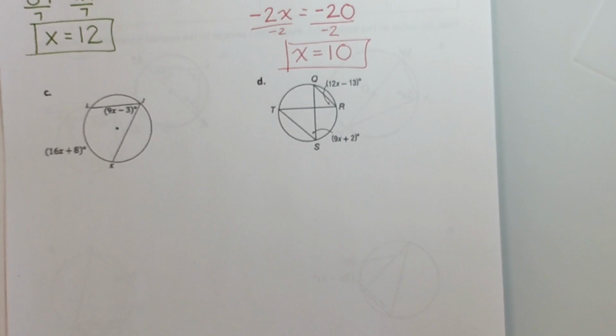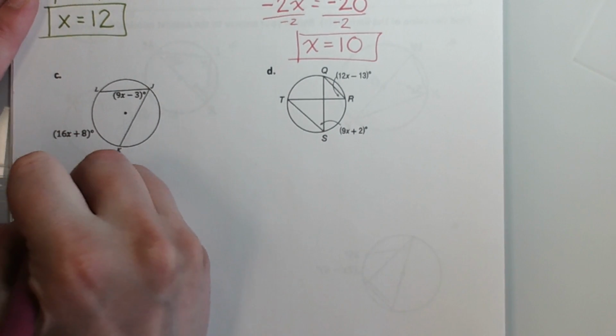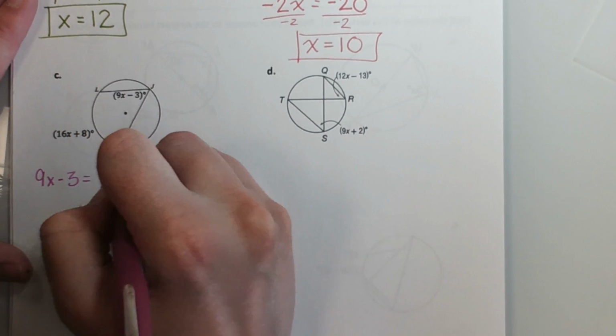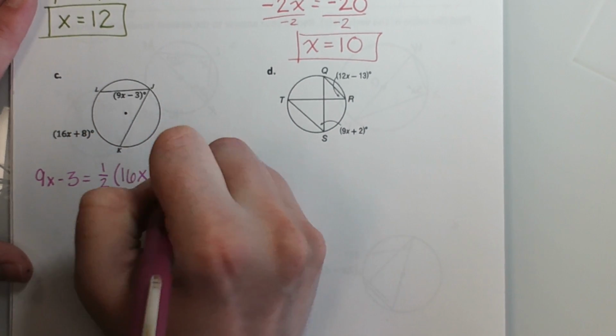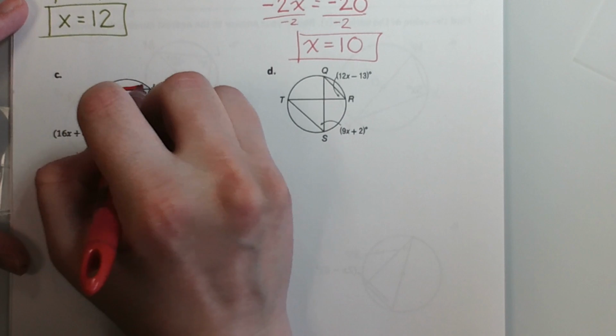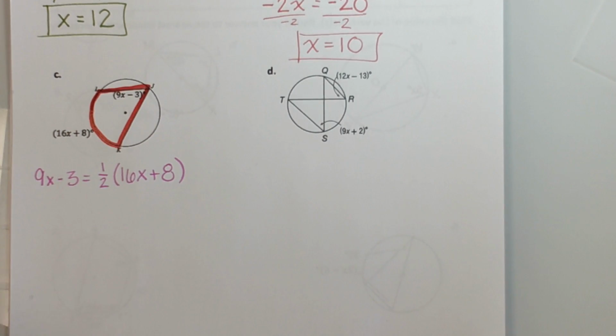Good thing I drew your name next. Yay. Question C. What's the equation going to look like? 9x minus 3 equals 1/2, and in parentheses 16x plus 8. So from what I understand, you are telling me that this is an inscribed angle and this is its corresponding arc then? Yes. I agree with you wholeheartedly.